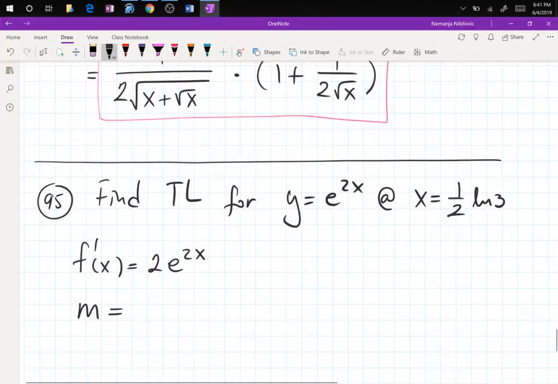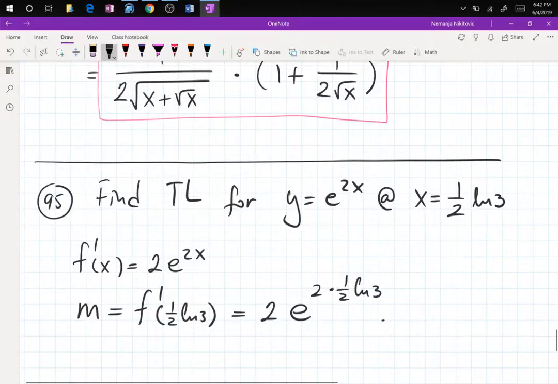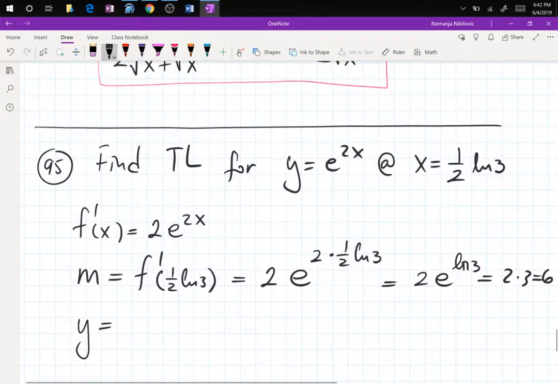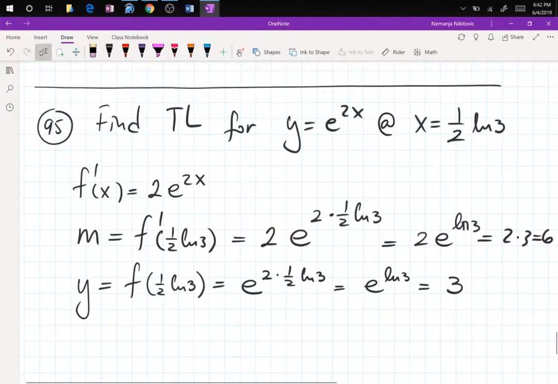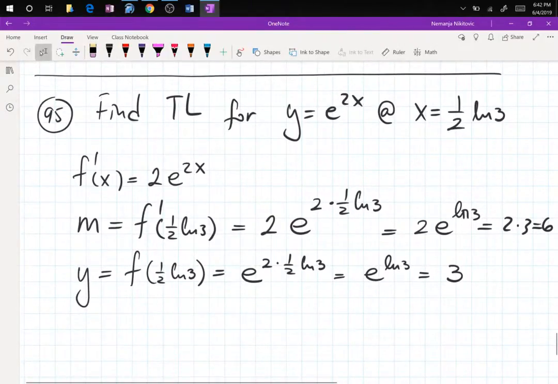Now slope m is going to be the derivative computed at the point of interest, which is 1/2 ln 3. So 2 times e to the 2 times 1/2 ln 3, and that's 2 times e to the ln 3, which is 2 times 3, which is 6. The y value is the original function computed at the point of interest, 1/2 ln 3, and that's e to the 2 times 1/2 ln 3, which is e to the ln 3, which is 3. So I have everything. I have that m is equal to 6, and the point is (1/2 ln 3, 3).